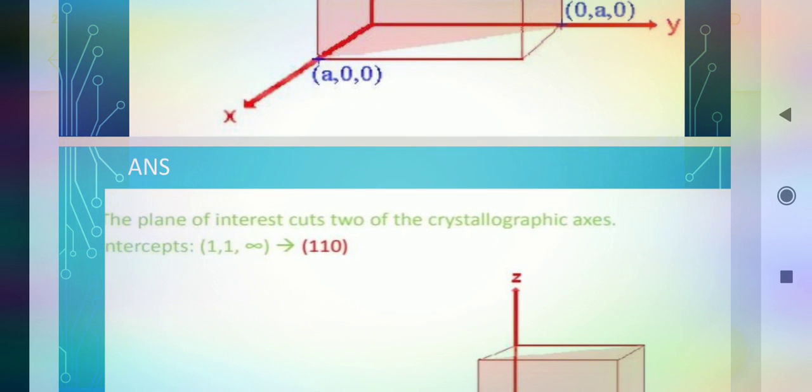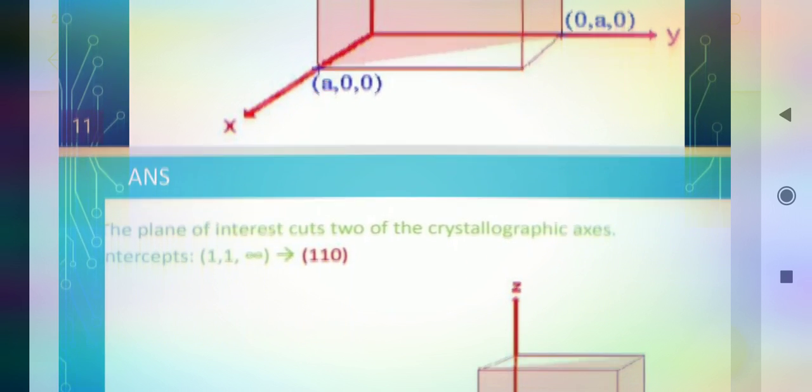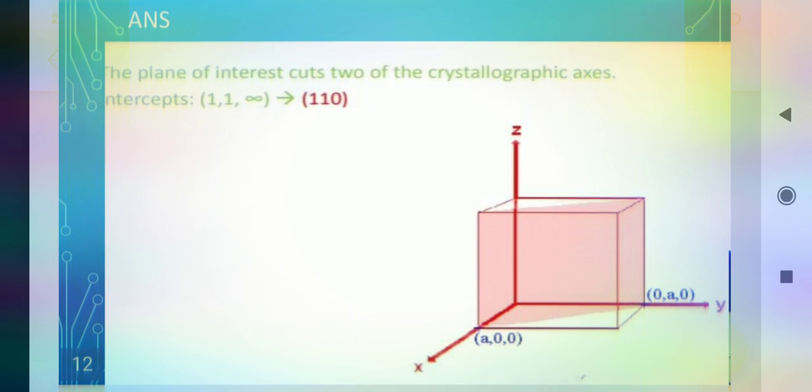Let's see. The plane intersects and cuts two of the crystallographic axes. So what is that? On x it is a 0 0 and on y it is 0 a 0, and on the z-axis nothing is there. So on the x-axis the parameter is 1, on the y-axis the parameter is 1, and on z we don't have anything. That's the reason we need to take infinity.